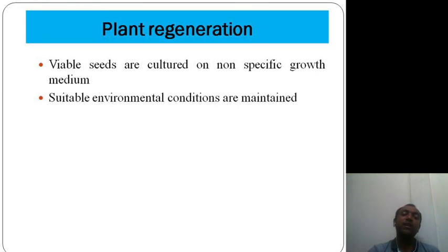Next is plant regeneration. Once you get a good percentage of viability, you take those viable seeds and culture them on a non-specific growth medium. One more thing to keep in mind is that suitable environmental conditions should be maintained. So this is in general the steps of cryopreservation.